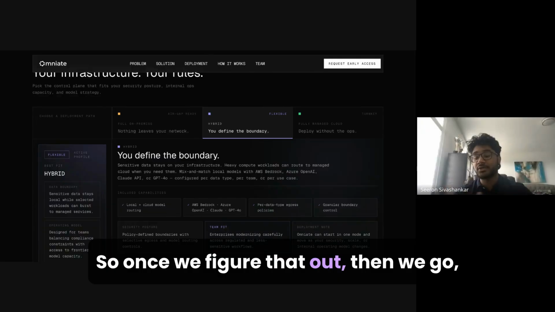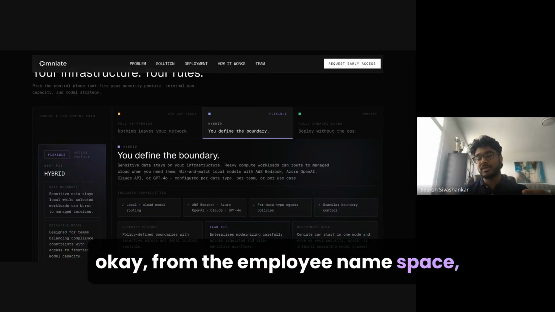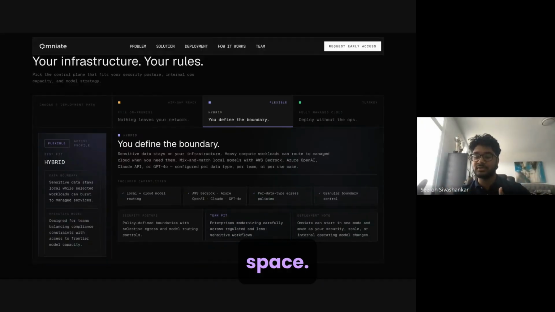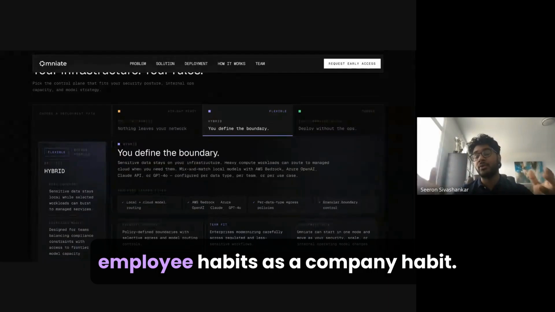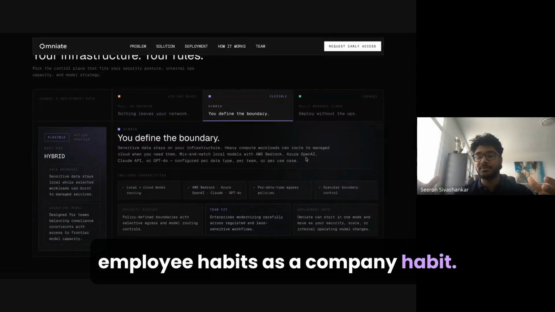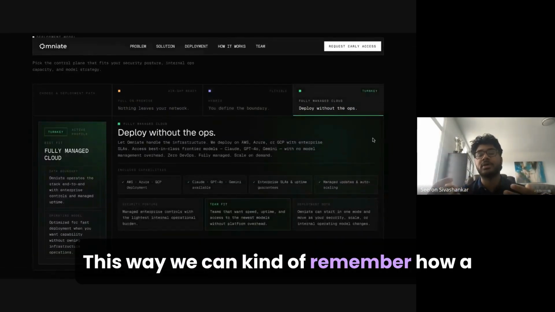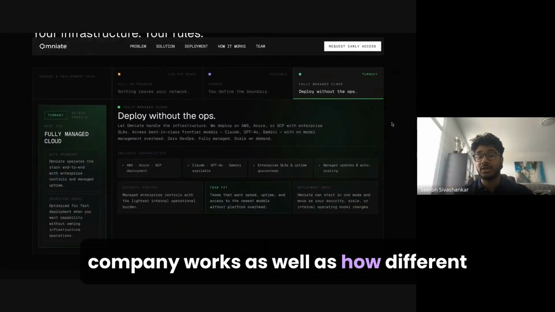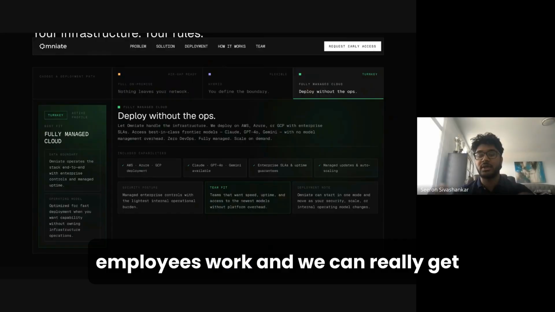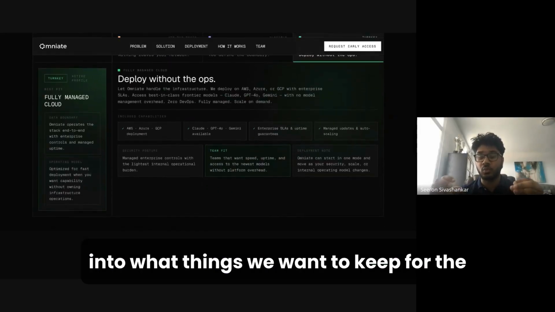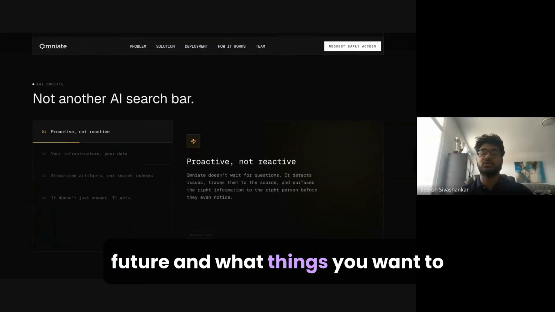Once we figure that out, we go, okay, from the employee namespace, let's migrate to the company namespace, so that now we're tracking all the employee habits as a company habit. This way we can remember how a company works, as well as how different employees work, and we can really get into what things we want to keep for the future and what things we want to forget.